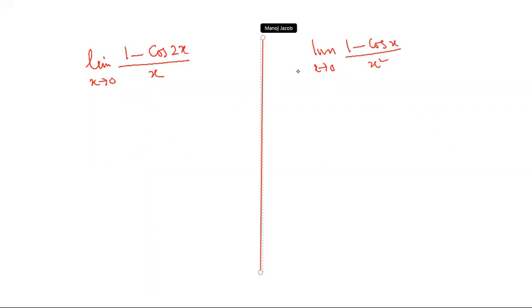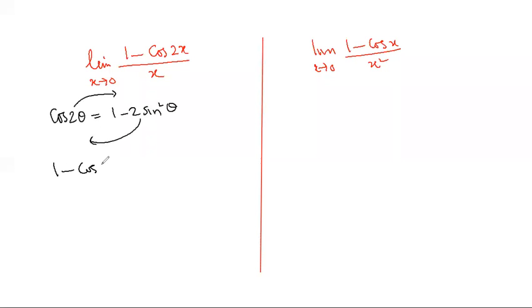First and foremost, you have a formula for cos 2 theta, which is 1 minus 2 sine square theta. So if you bring this side and this side, 1 minus cos 2 theta is always 2 sine square theta. Remember, whenever you come across 1 minus cos, start with a 2. Sine should be squared, and the angle should be half of the angle.